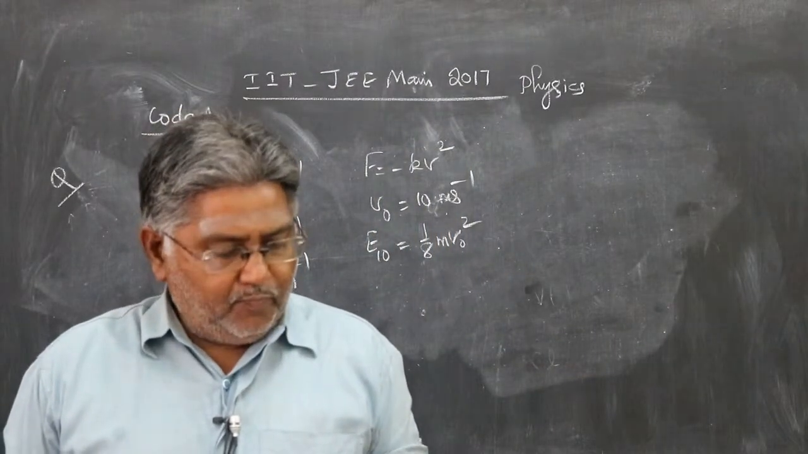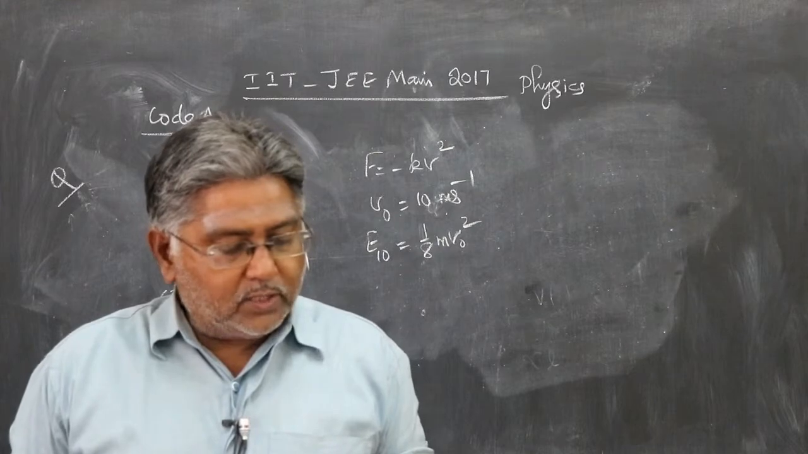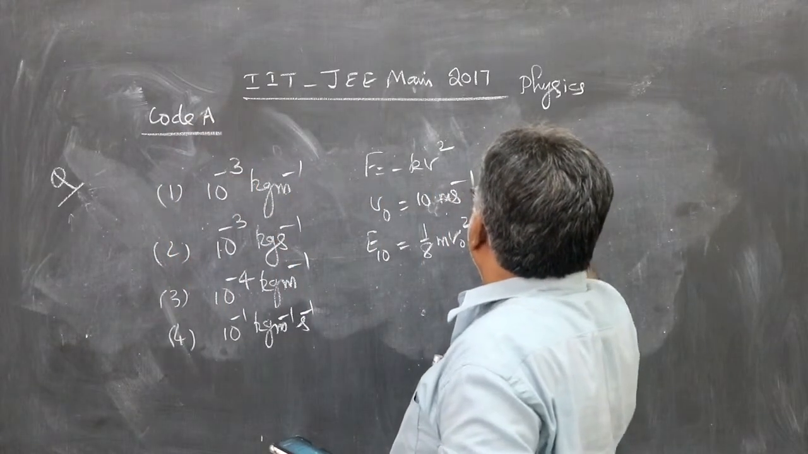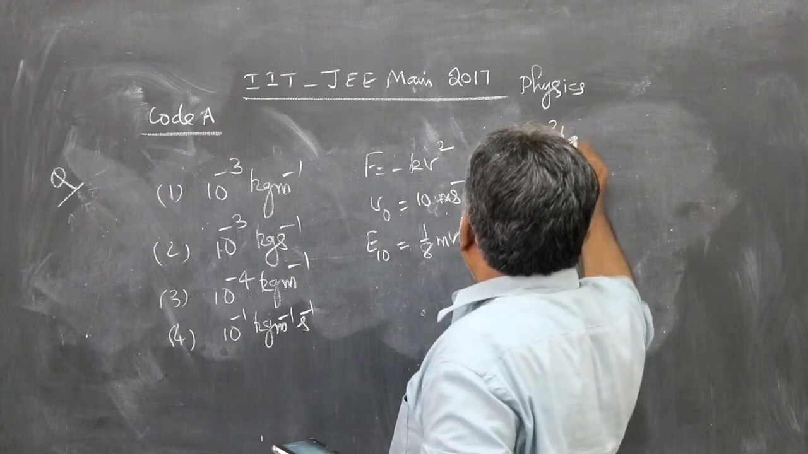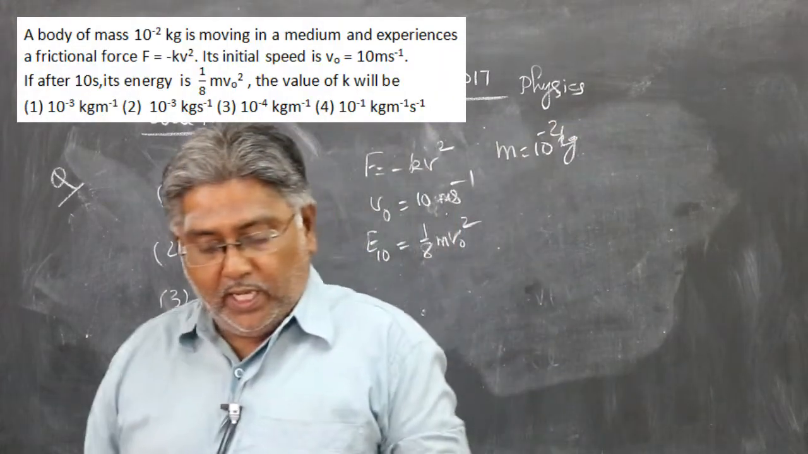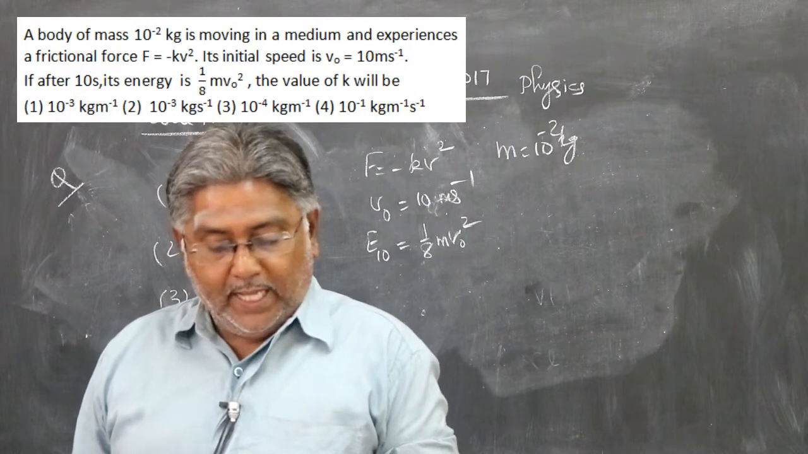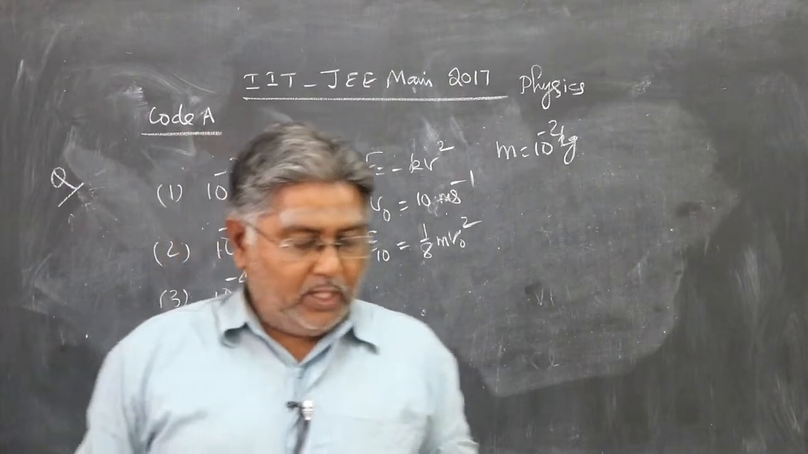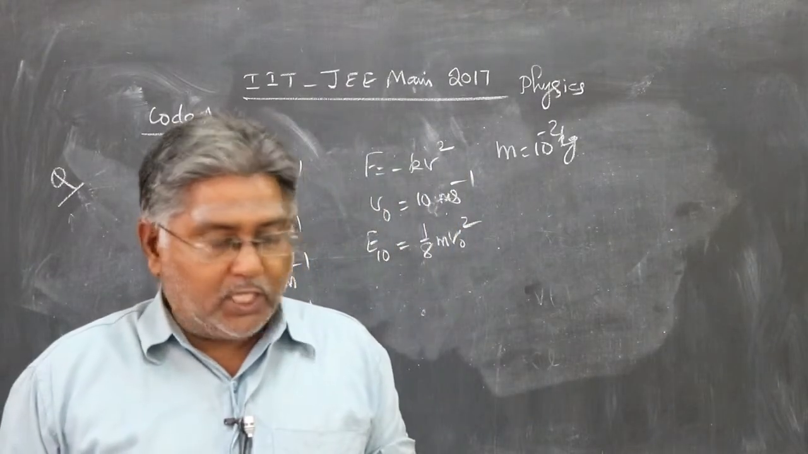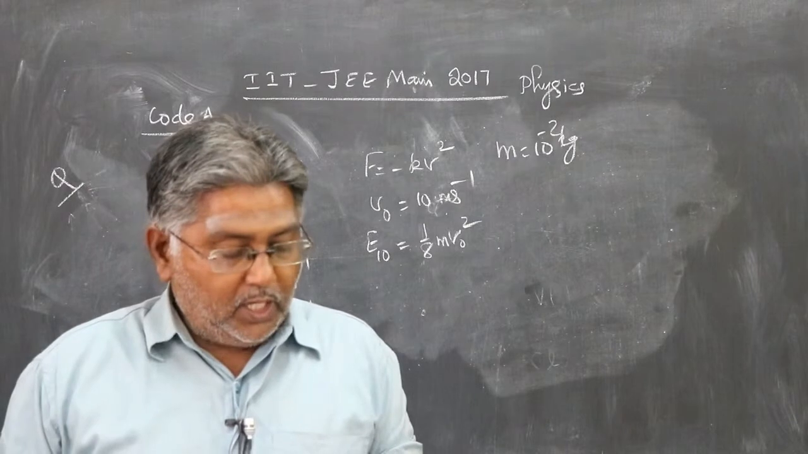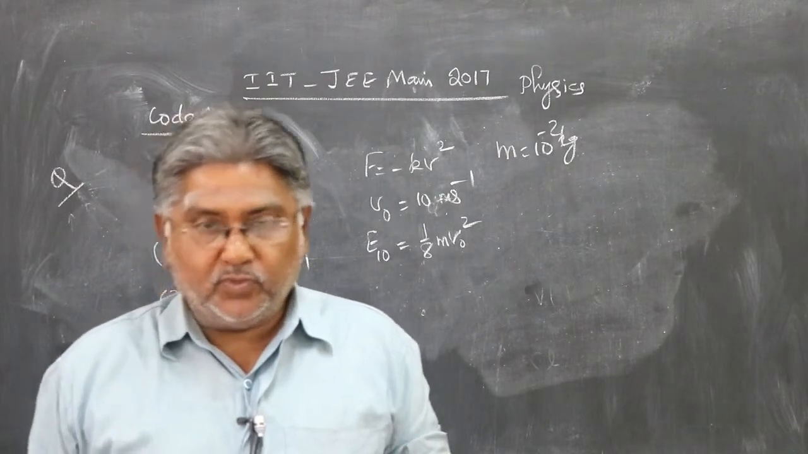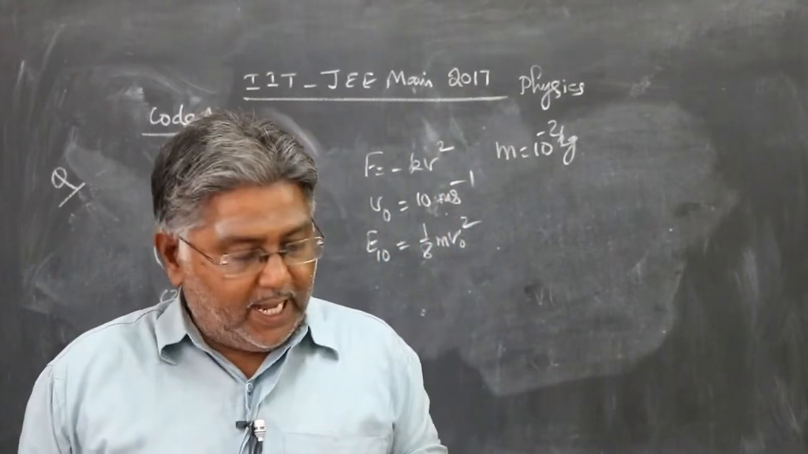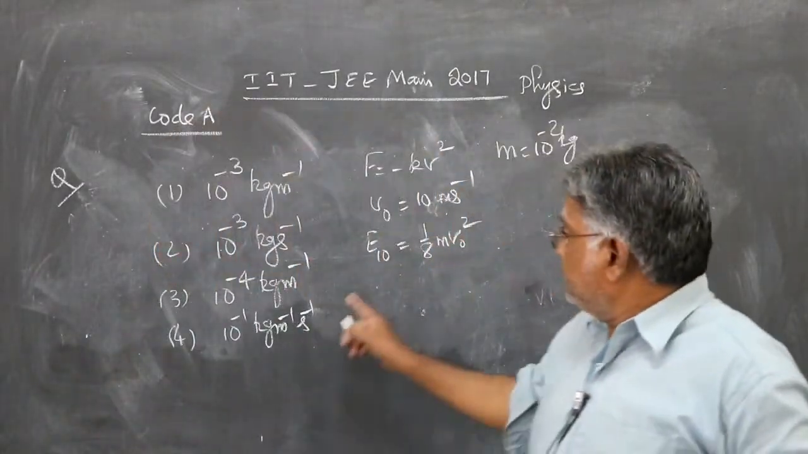Now question number 3. A body of mass m = 10^-2 kg is moving in a medium and experiences a frictional force F = -kV². Its initial speed is V0 = 10 meter per second. If after 10 seconds, t is 10 seconds, the energy is 1/8 times mV0 squared.